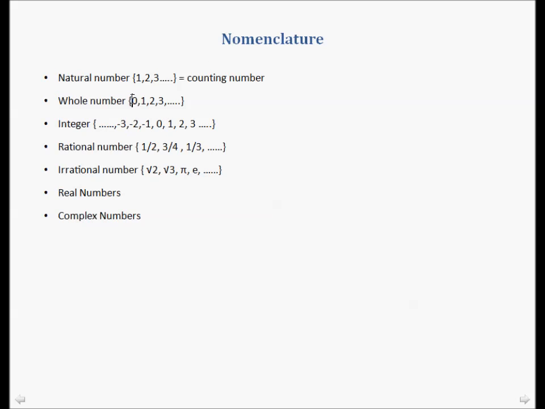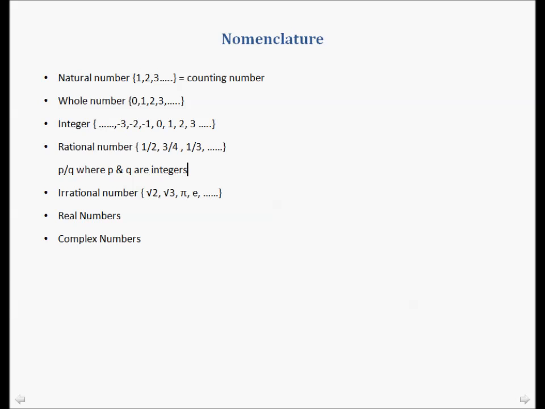So 0, 1, 2, 3 and all that are positive numbers. If we also introduce negative numbers, which are minus 1, minus 2, minus 3 and so on, what we get is a set of integers, right? Next important number which we encounter are called rational numbers. So what are rational numbers? Let's define rational numbers here. Rational numbers are those numbers which can be written in the form p by q, where p and q are integers.